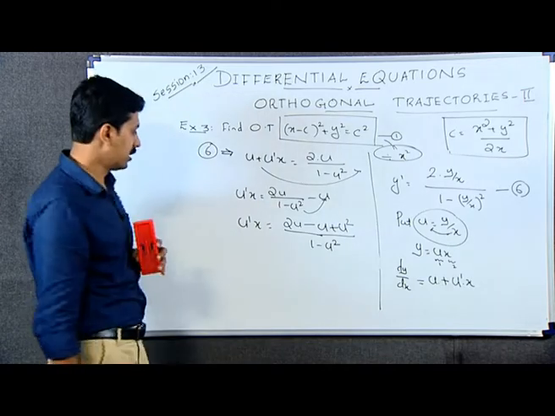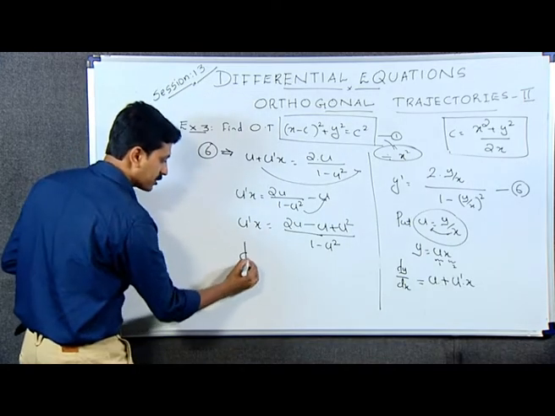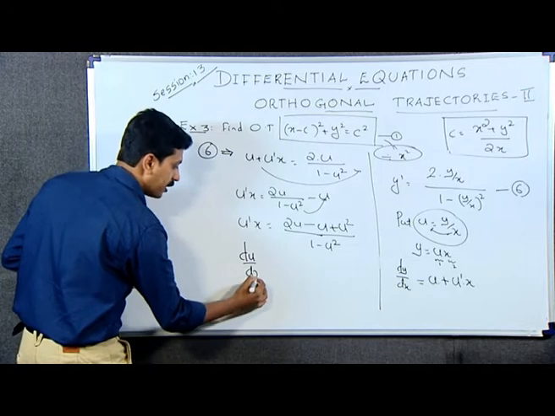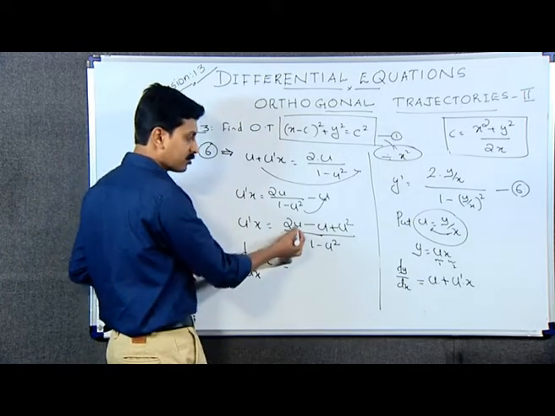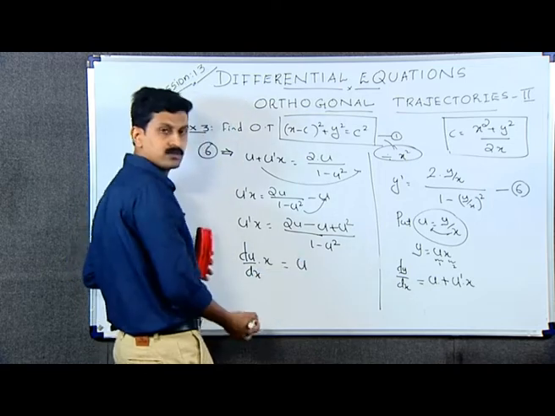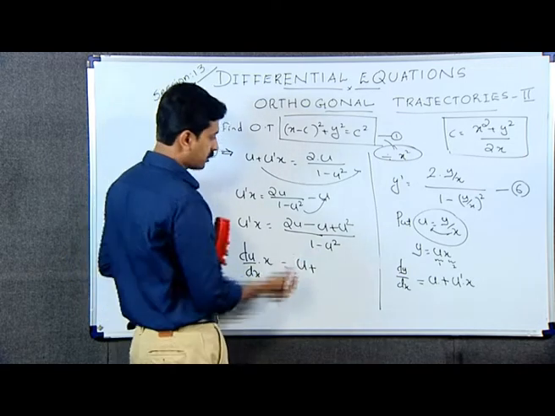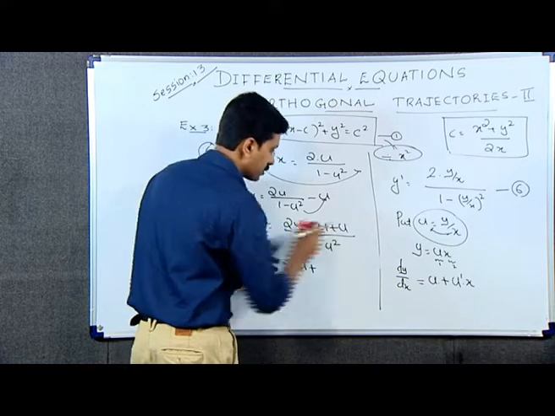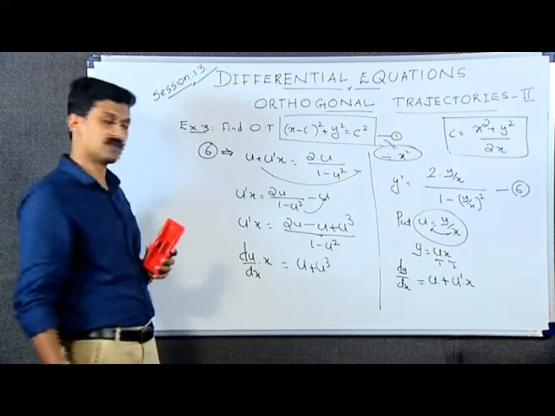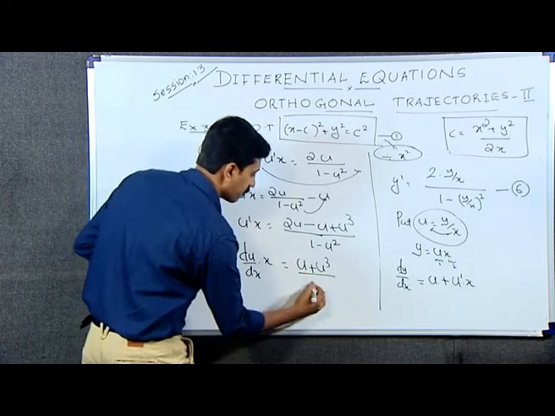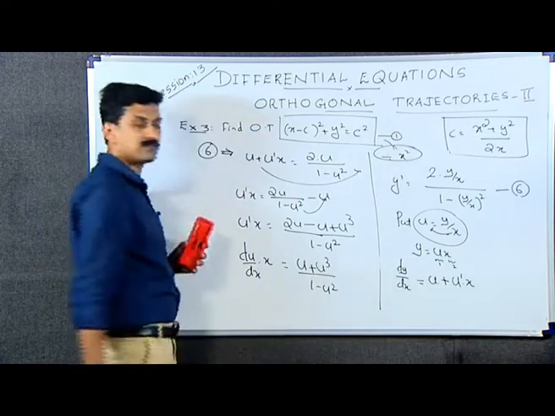Therefore, u dash of x, I am replacing u dash as du by dx into x, and this is equal to 2u minus u, that is u, plus u cube, therefore this is equal to u plus u cube, divided by 1 minus u square.